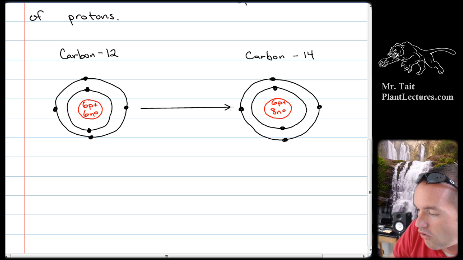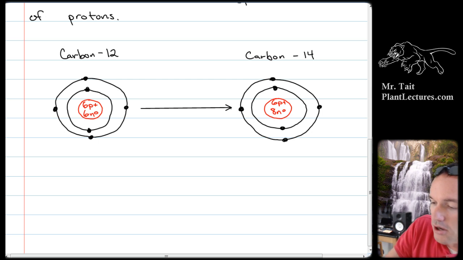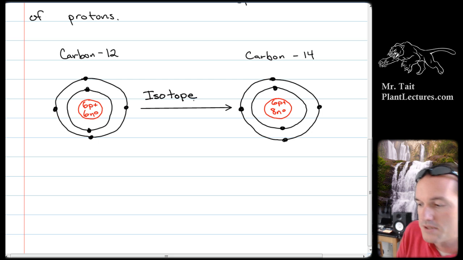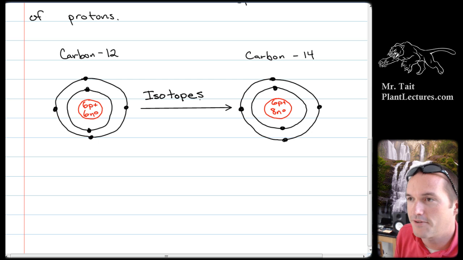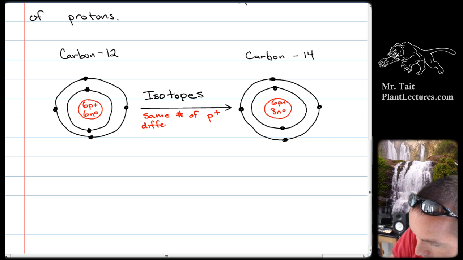And they want to get across that they're going to act the same, and so they want to use a prefix that means the same, and so they use the prefix iso, which means the same, and these are isotopes. Okay? Isotopes mean there's the same number of protons and a different number of neutrons.